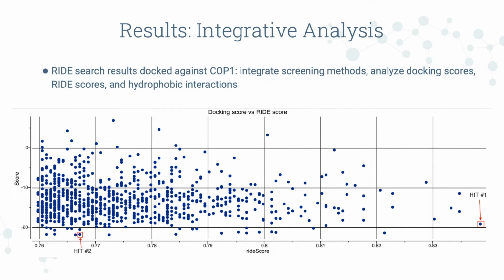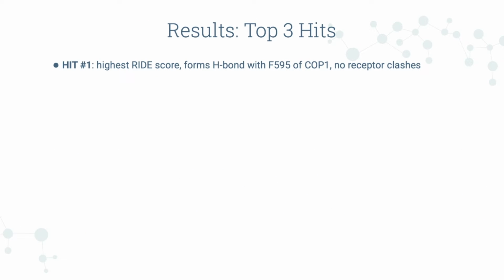The first drug-like ligand, designated as hit number 1, was chosen based on the highest and most favorable RIDE score. The second drug-like ligand, denoted as hit number 2, was chosen based on the lowest and most favorable docking score, and the final drug-like ligand was chosen after a detailed visual inspection of the most favorable drug-like ligand, establishing hydrophobic interactions with critical COP1 residues. The visual representations of each ligand hit can be seen.